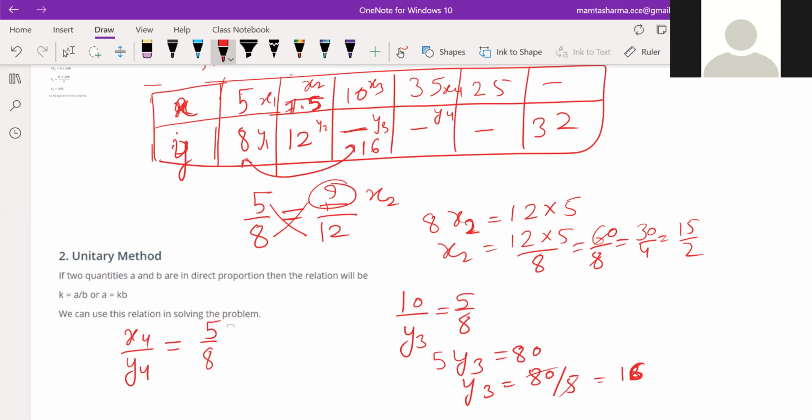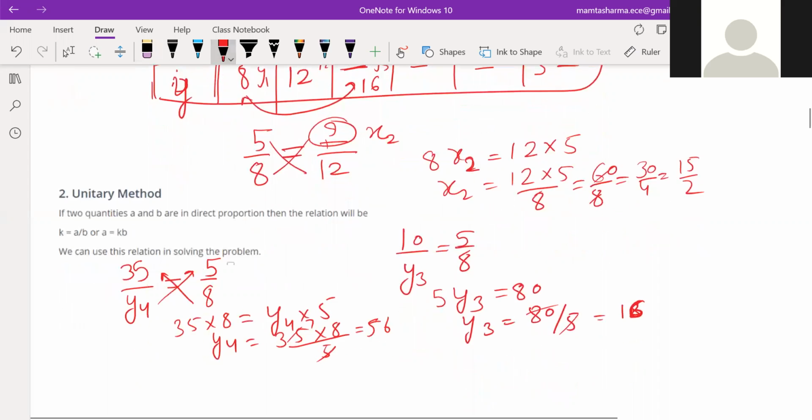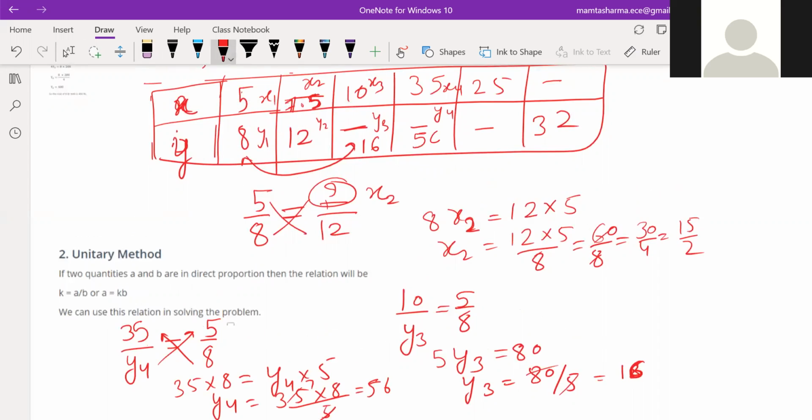X4 is given, 35 by Y4. Now again solve it, cross multiply the values. 35 into 8 equal to Y4 into 5. Y4 will be 35 into 8 by 5. 5 sevens are 35, 8 sevens are 56. So Y4 will be 56.